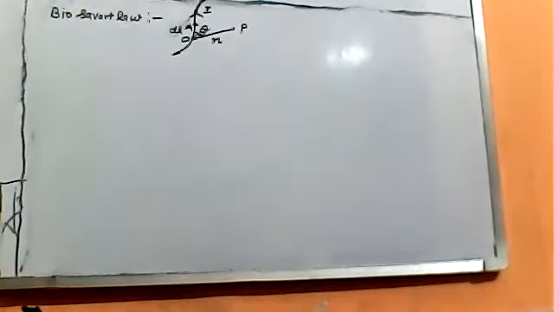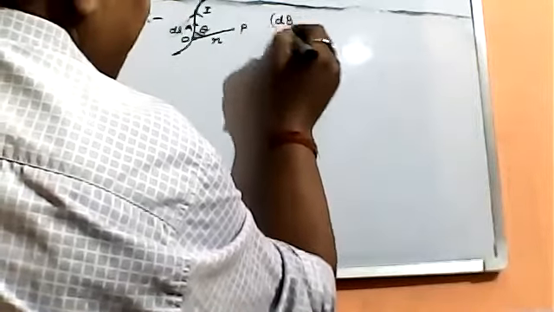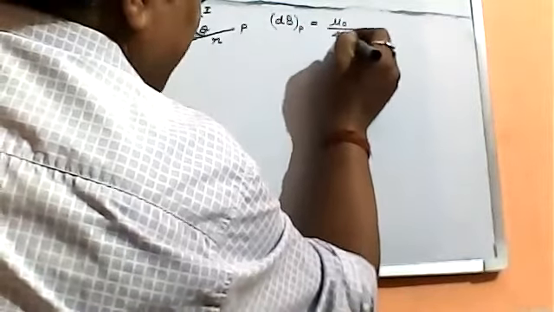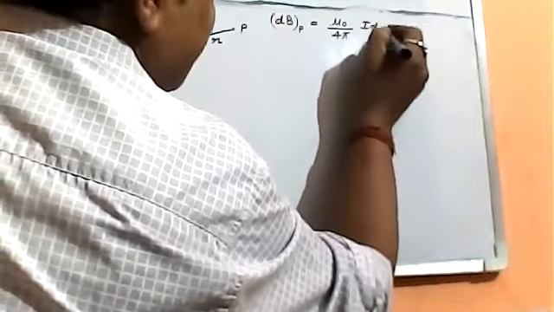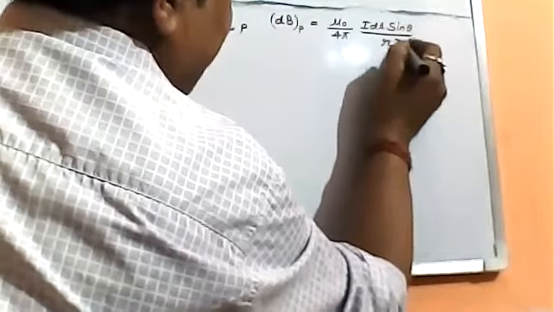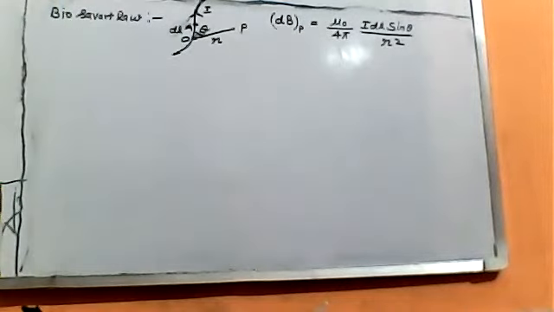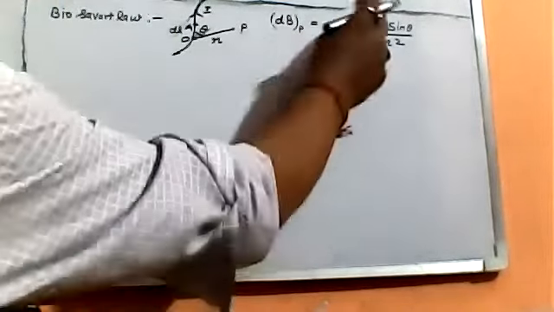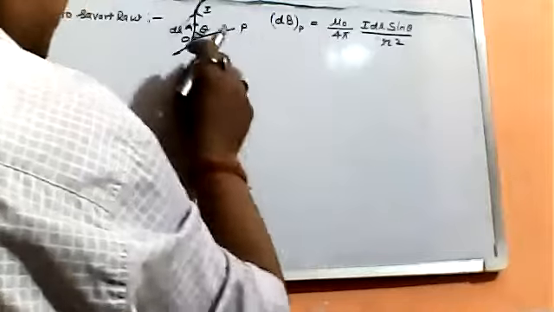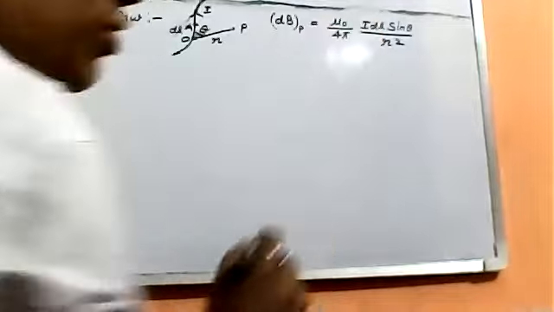So the formula is: magnetic field intensity dB at point P is given by mu naught upon 4 pi, I dl sin theta by r square. Is everything clear in the formula? Theta is the angle between the conductor and the line joining the point. dl is the small length. I is the current flowing through the conductor. r is the distance from point O to point P. And mu naught upon 4 pi is a constant.